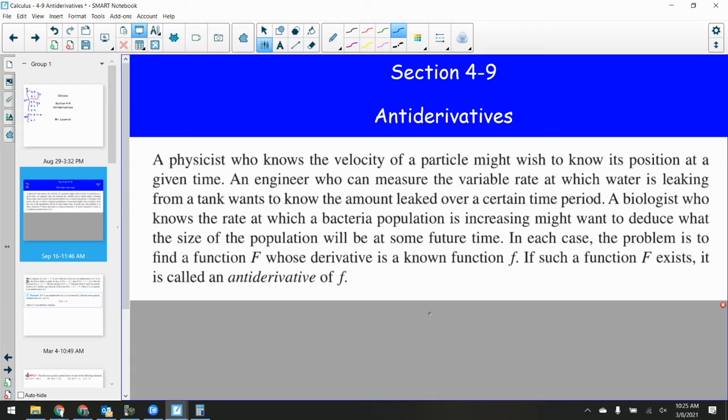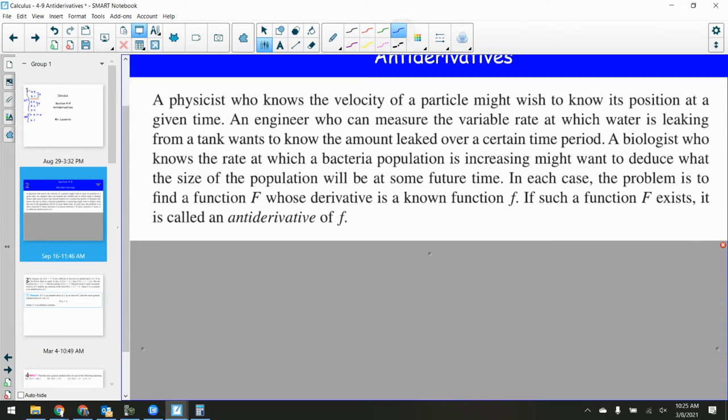In each case, the problem is to find a function f whose derivative is known. What we're going to be using is this capital letter notation. If I say capital letter, I'm saying that's the antiderivative. If I've got a function f and I want to work backward to find the antiderivative, I'm going to use capital F to define that antiderivative.